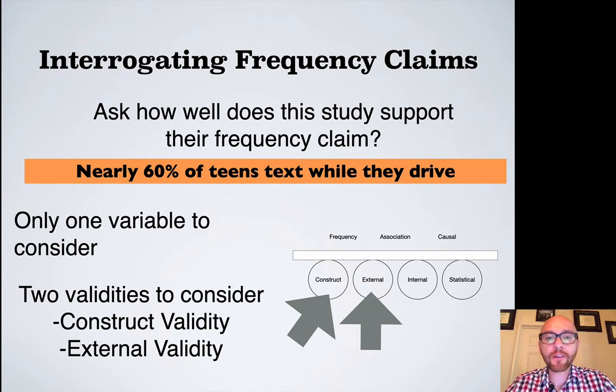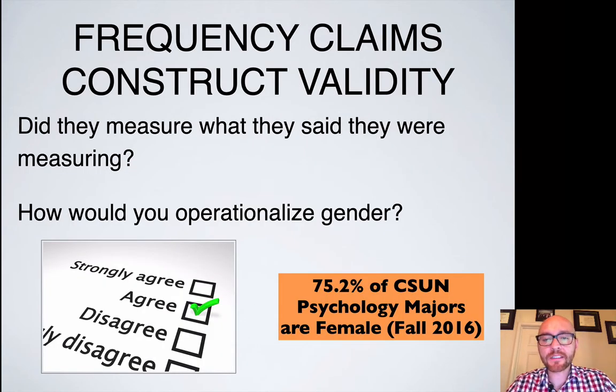So first, starting off with a frequency claim, we want to focus on construct and external validity. You can see on the bottom right there, I have arrows pointing to construct and external validity. You only have one variable to consider, so you're evaluating the validity of that one variable, right? And you have these two validities to consider, the construct and external. So when we're evaluating construct validity, we're asking, did they measure, again, what they said they're measuring?